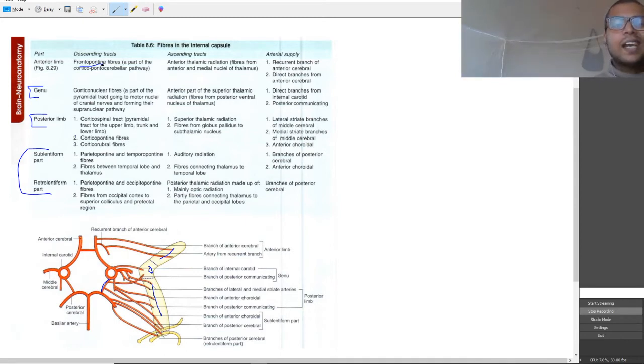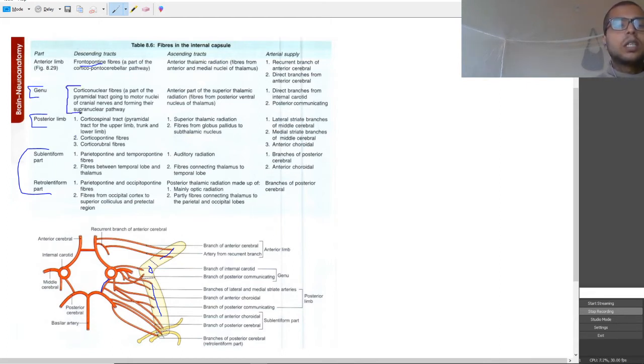Regarding ascending tracts, there is the anterior thalamic radiation. What is the anterior thalamic radiation? These are fibers from the anterior and medial nuclei of the thalamus. Regarding its blood supply, here you can see it is the anterior cerebral artery. Here it is a branch of the anterior cerebral artery, and this is called the recurrent branch of the anterior cerebral artery.